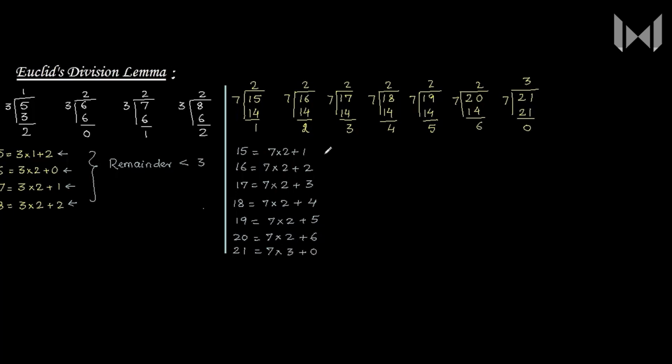Now once again, if you have a look at all these numbers, the remainders are all less than 7. So the remainders always have to be smaller than the divisor. Remainder is smaller than 7.